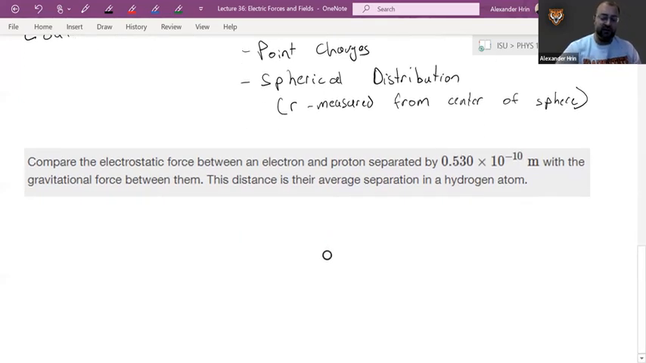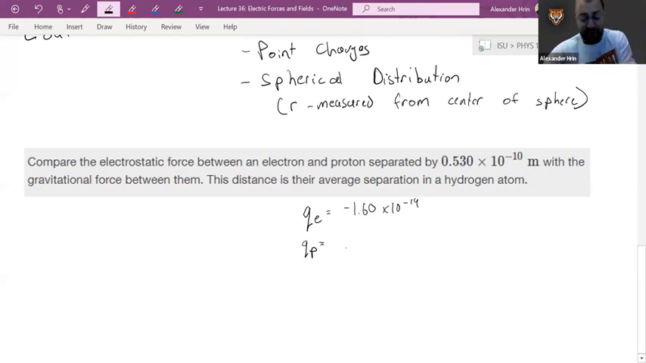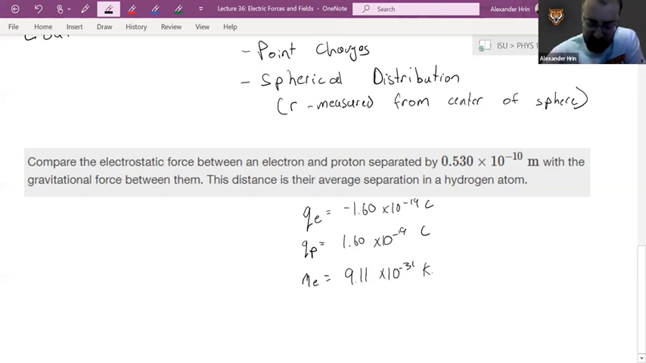Now we're going to need some information about protons and electrons. The charge of the electron is equal to negative 1.60 times 10 to the negative 19th coulombs. The charge of the proton is just the opposite of the charge of the electron, so that's 1.60 times 10 to the negative 19th coulombs. The mass of the electron is equal to 9.11 times 10 to the negative 31 kilograms.